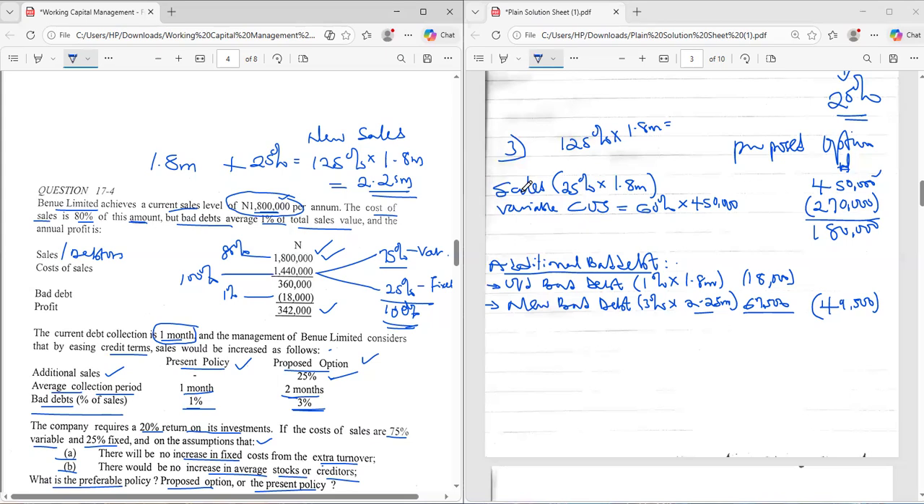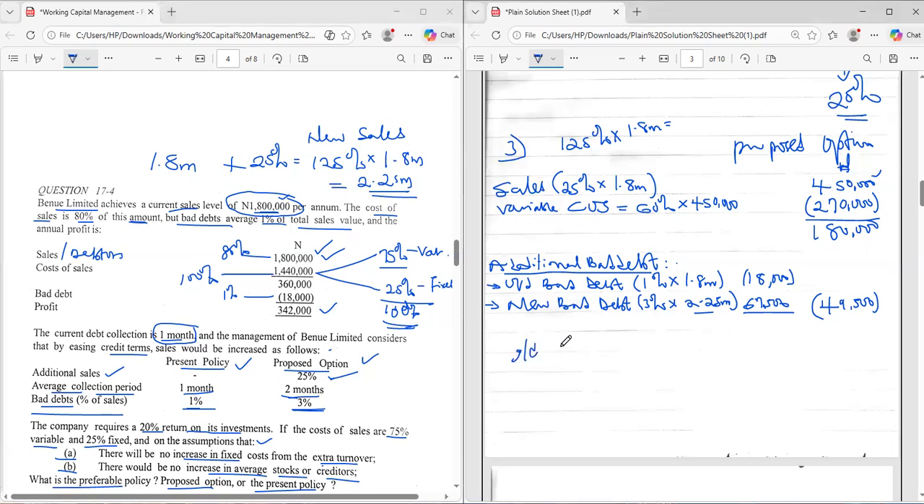Because you are going to do sales, old sales and new sales. So what you're going to do is to say old sales, which is 1.8 million. You will now say new sale, which will now be 125% of 1.8 million. So you will now get 2,225. You will now subtract to get the increment. The increment will still give you 450. You understand? Yes. Thank you.